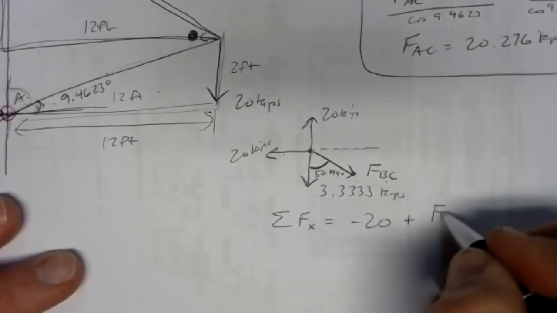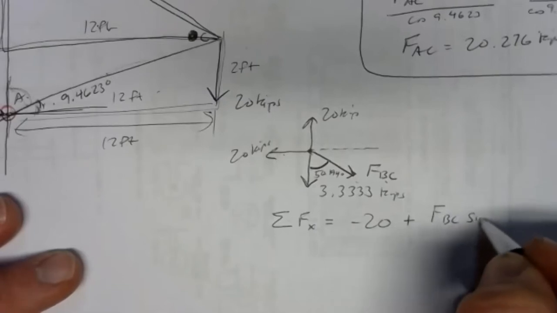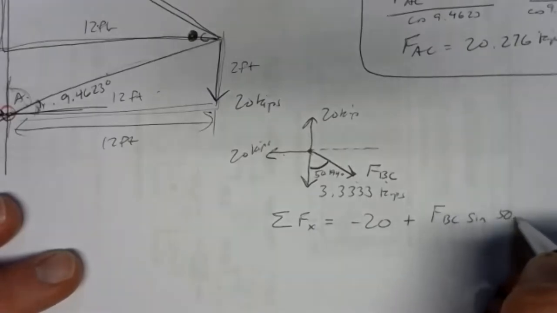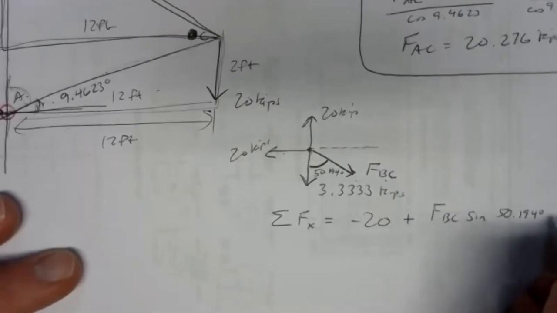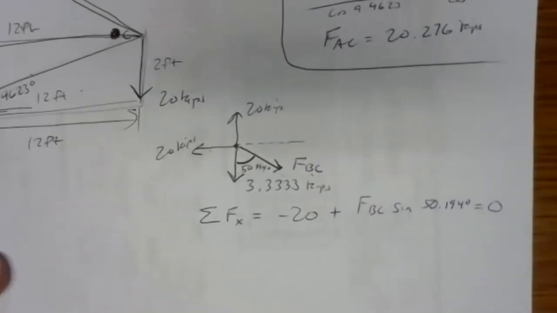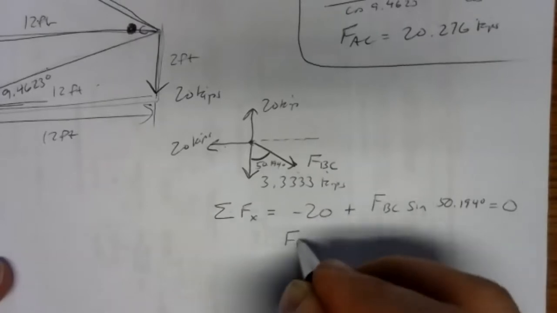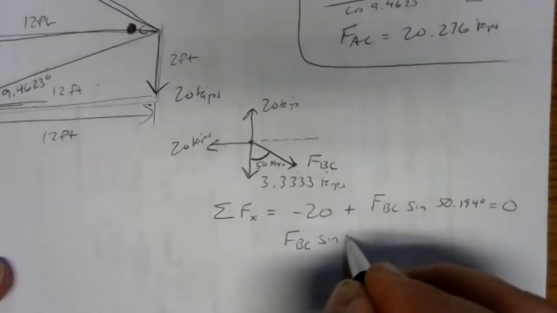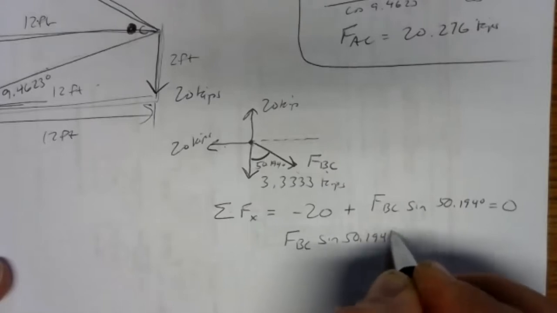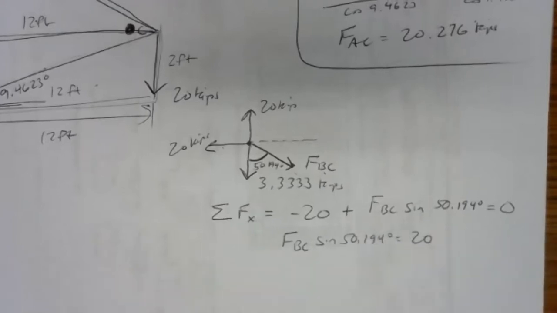So it'd be positive FBC sine of 50.194 degrees, and that's equal to 0, and we can solve that. If we add 20 to both sides, we'll have FBC sine of 50.194 degrees equals 20. Divide both sides by the sine of 50.194, and I'll leave the details of that to your practice on that one. I'll just divide it out on my calculator.